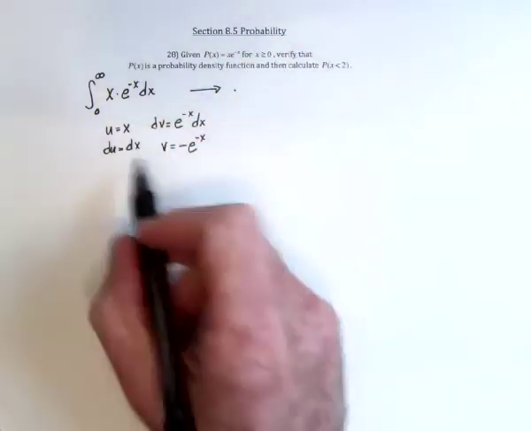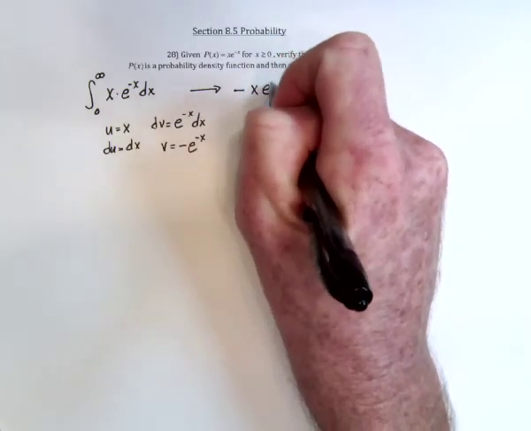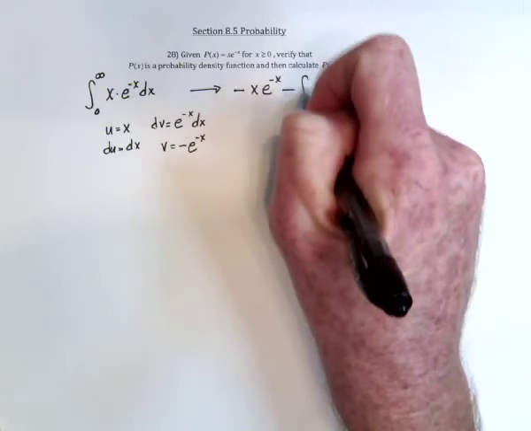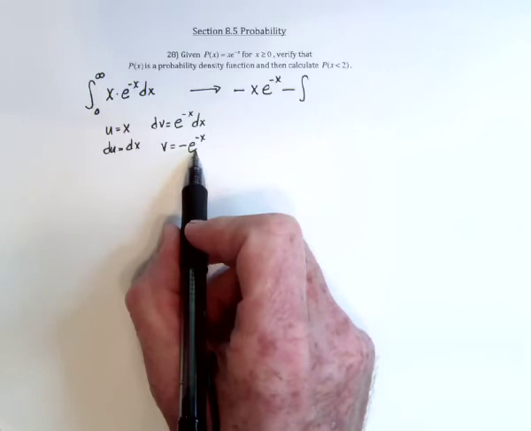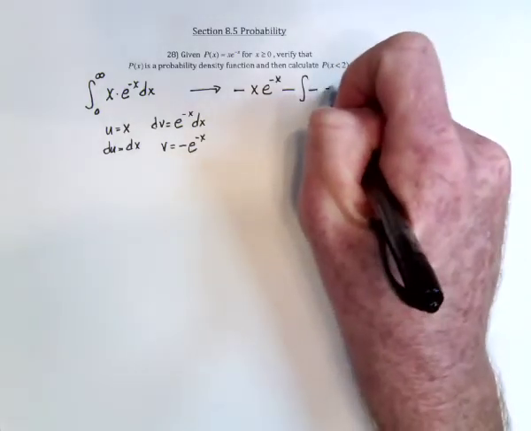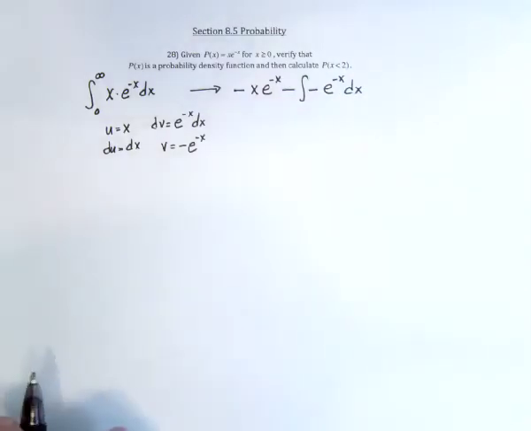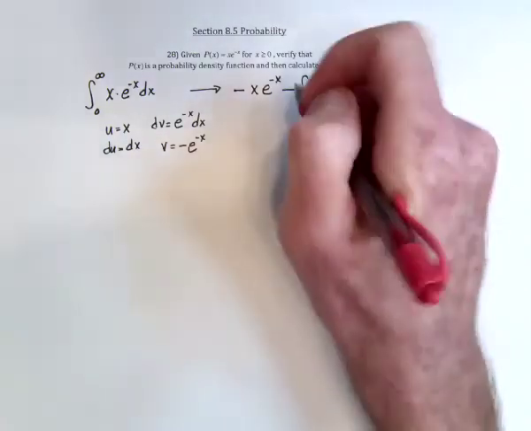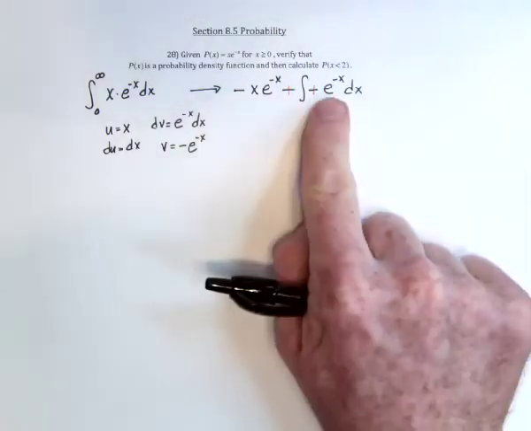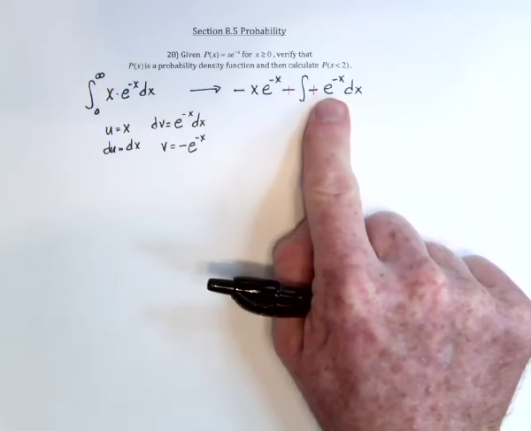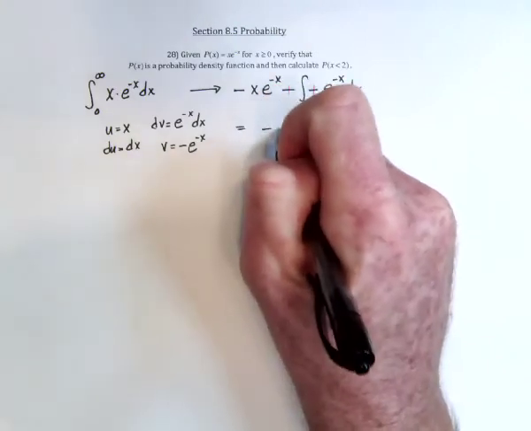So we would have the u times the v, which is going to be negative x e to the negative x, minus the integral of these two, the v times du. So that's going to be negative e to the negative x dx. Oi, so much negativity. Well, notice that these negatives will at least cancel each other out. There's some positivity. And then we just need to integrate e to the negative x, which is negative e to the negative x.